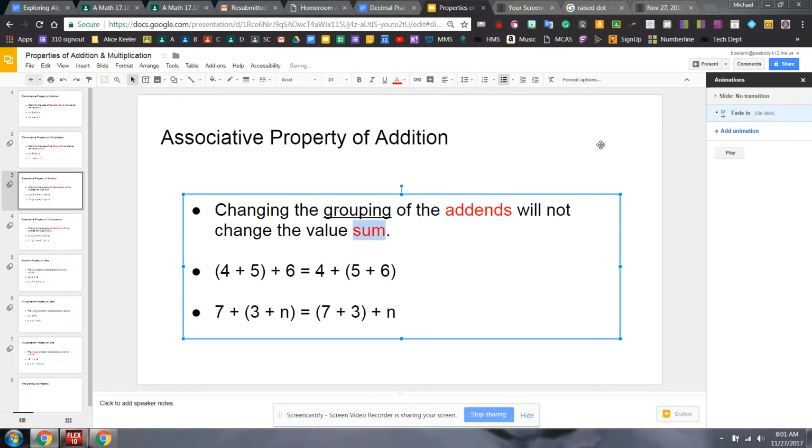So if we look below, we see that when I group 4 plus 5 plus 6, that's the same as 4 plus the grouping of 5 plus 6. 4 plus 5 is 9, 9 plus 6 is 15, and that is the same as 4 plus the quantity 5 plus 6, which is 11. 4 plus 11 is also 15 right here. Okay, and then algebraically speaking, the grouping of the sum of 7 plus the grouping of 3 plus n is the same as the grouping of 7 plus 3 plus the quantity n.